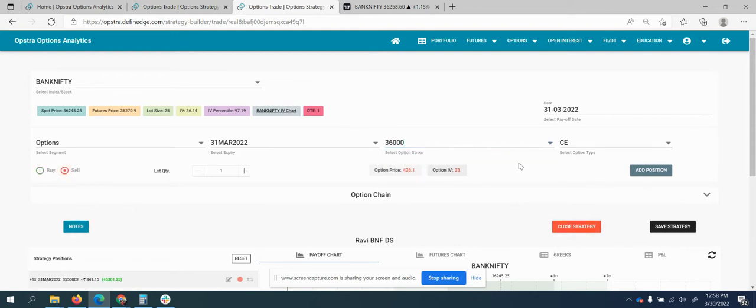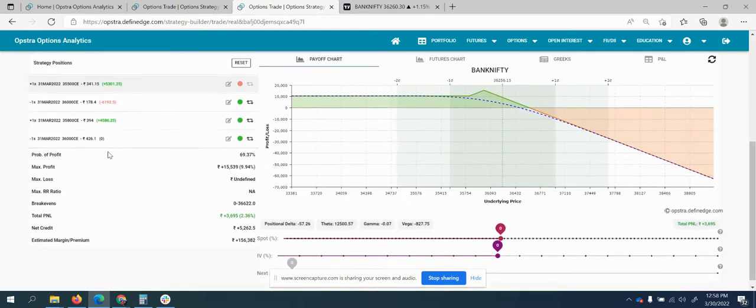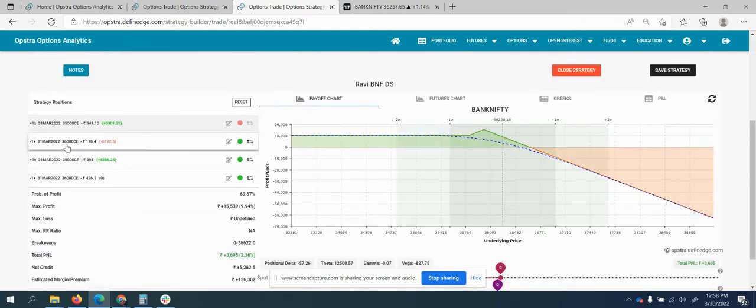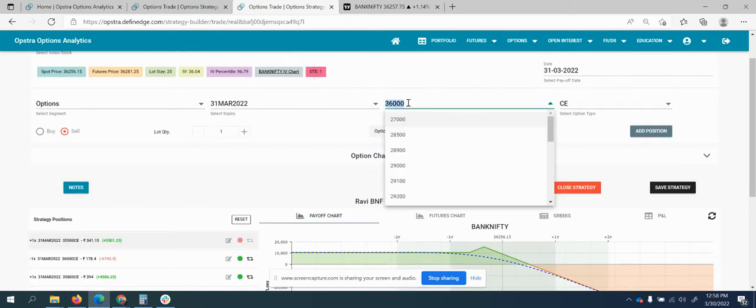I'll just sell one CE. And look at the gap difference. There is a difference of 200 strike gap between this sell and this buy position. So now I'll maintain the same difference. I'll purchase 36,200. I'll get one, let's see. This time that would be buy.